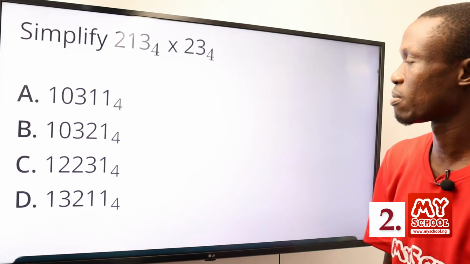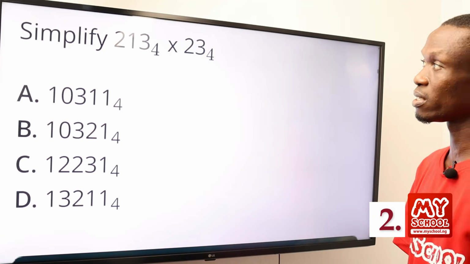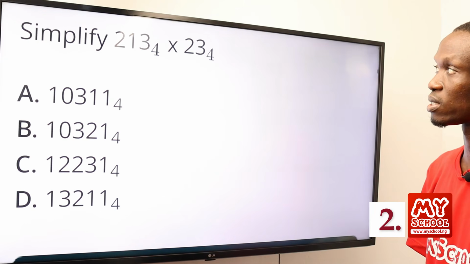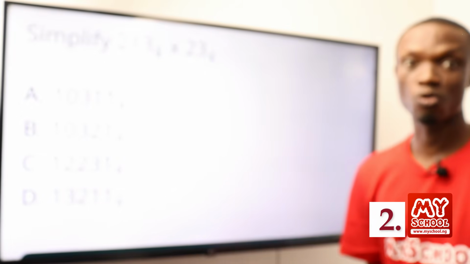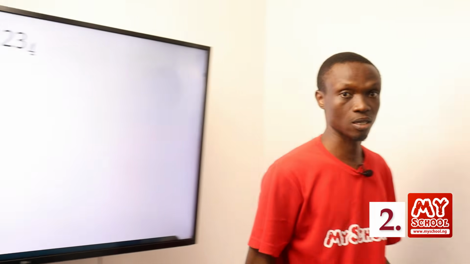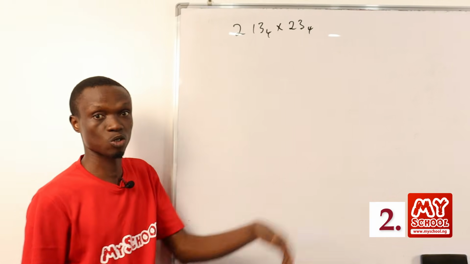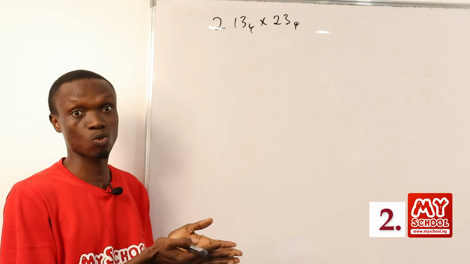Question 2. Simplify 213 in base 4 times 23 in base 4. So let's move over to the board to provide answer to this question. So this is what we are asked to simplify. There are two methods in which you can solve this.